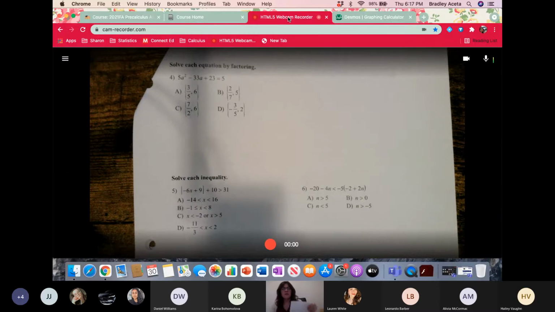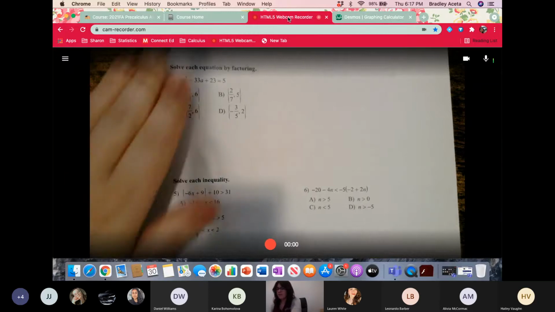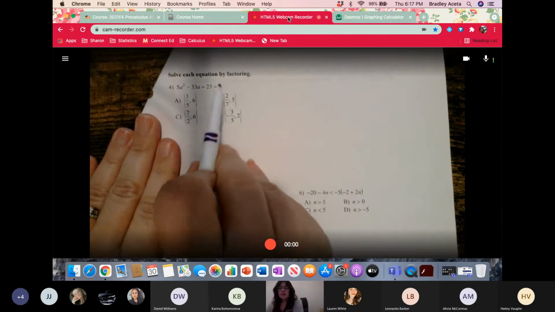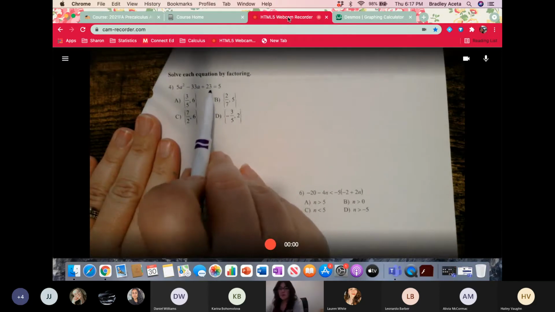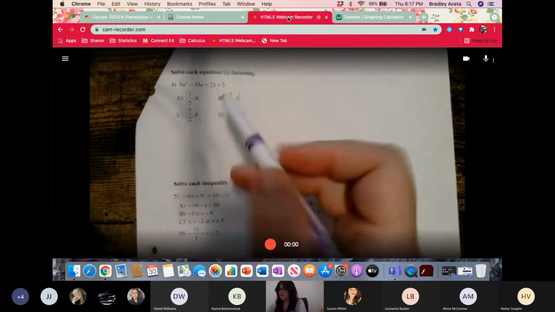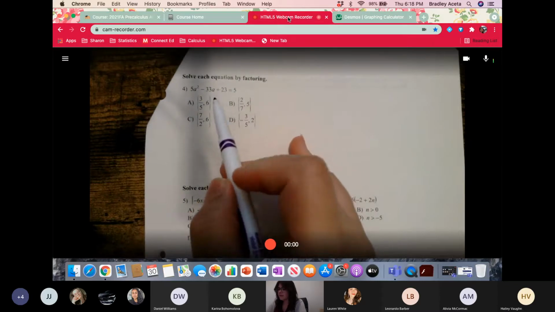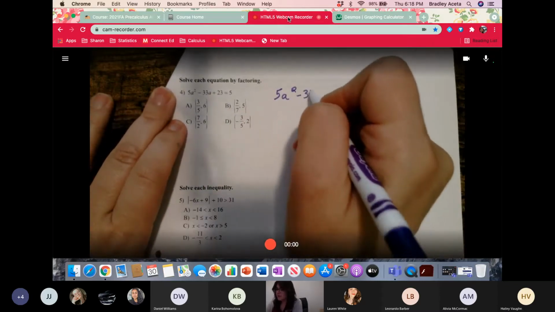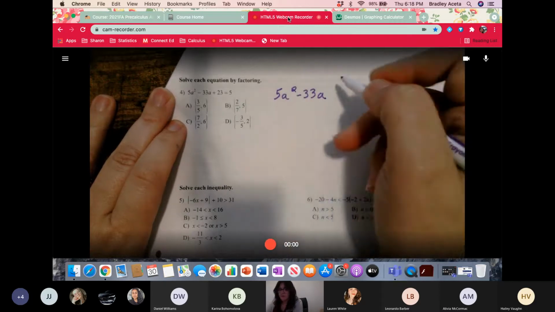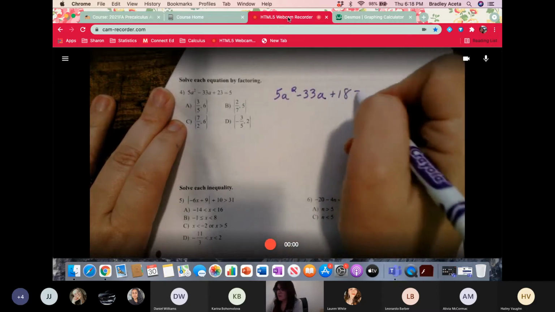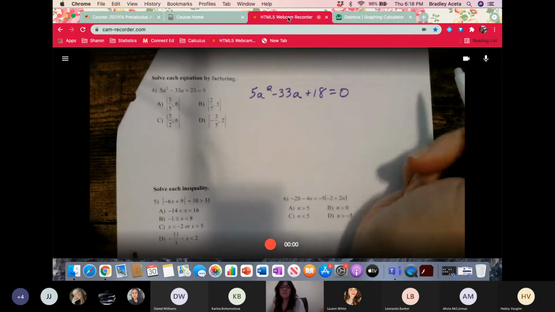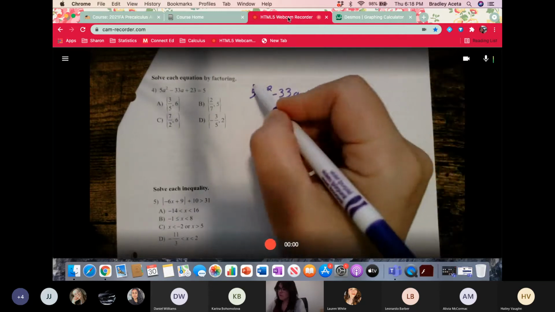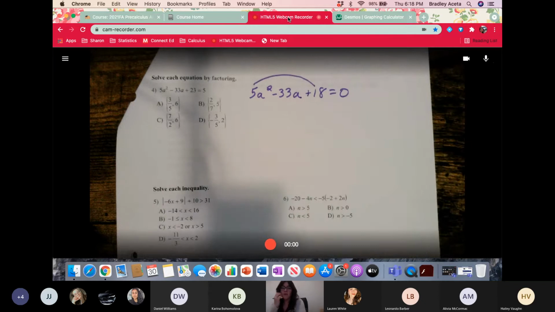So I am going to need to see you factor number 4 again. Notice the problem with number 4, it's not set equal to 0. You always want to factor when it's set equal to 0. So that 5, I'm going to minus it over. And I'm going to have 5a squared minus 33a plus 18. And again, I have a trinomial. So I'm going to need to do some multiplying here.